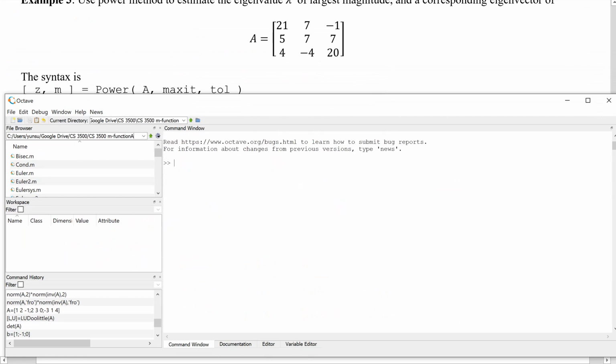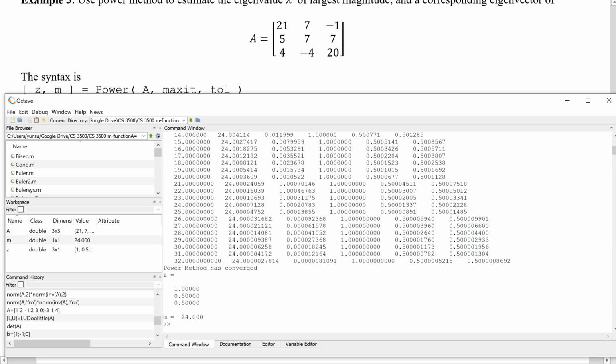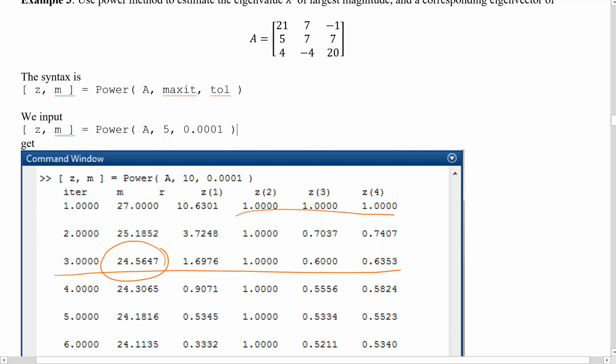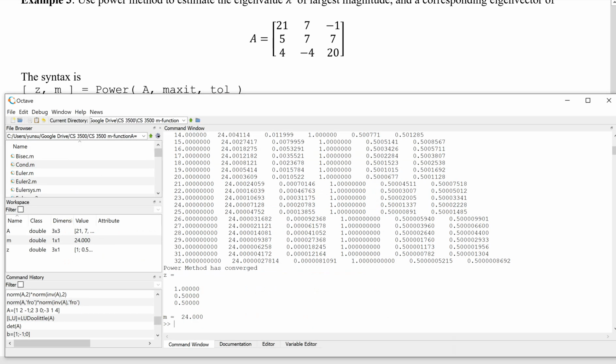Okay, first let's type A equals the matrix, right? So 21, 7, -1; 5, 7, 7; 4, -4, and 20. And our syntax is [m, z] equals power(A). Let's do 100 steps, and let's have the tolerance 0.00001. Oops. Okay, see? The power method converges. And because I used 0.00001, one more digit, you can see it takes more steps to converge. So far, so good, everybody.